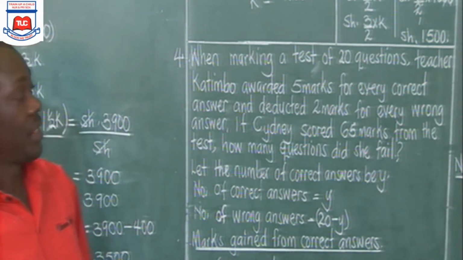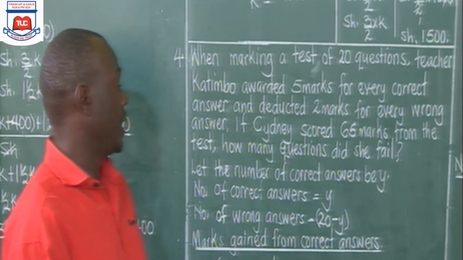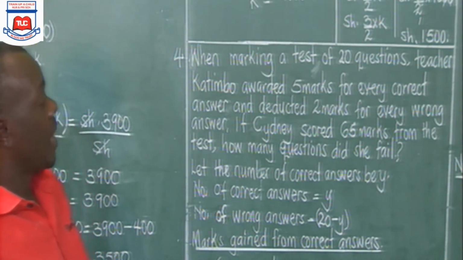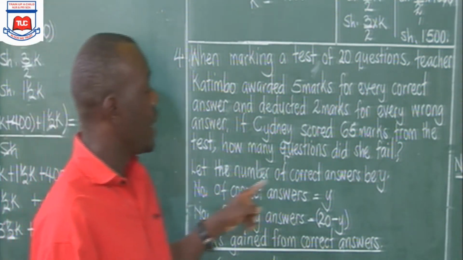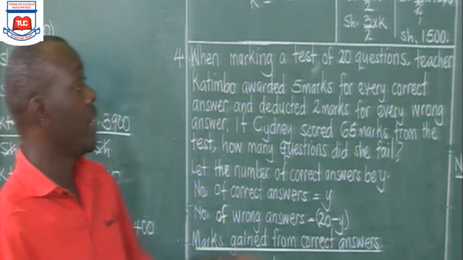When you look at it, you can hardly tell it's algebraic, but indeed it's algebraic. You are going to start like, let the number of correct answers be y. Remember, this test contained 20 questions.